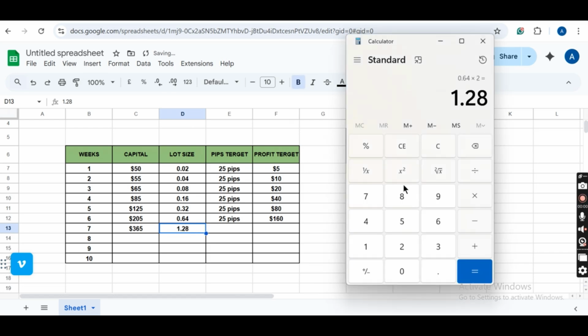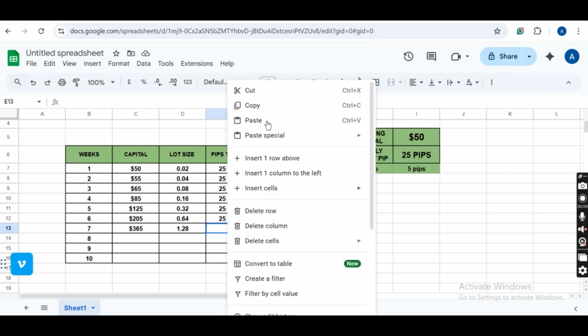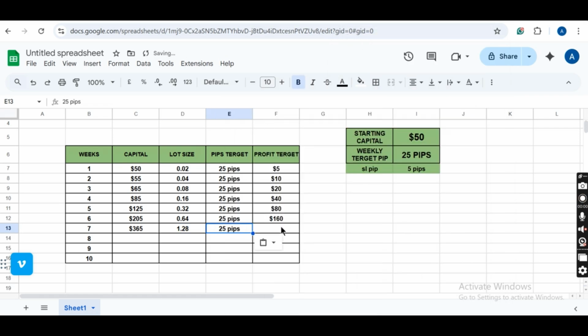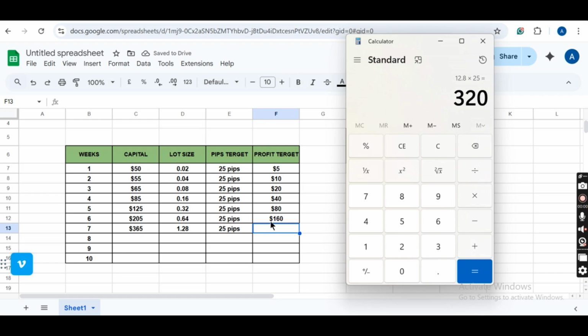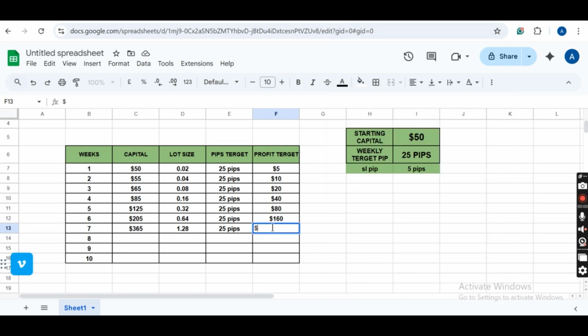So now week 7, when at 1.28 lot size, idan muka ce times 10, kowane pip is going to be $12.8 times 25 pips. So it's going to give us $320 for the same 25 pips that muke targeting. So we're going to make 320. So target now is 320 on week 7. So this is going to be our target.